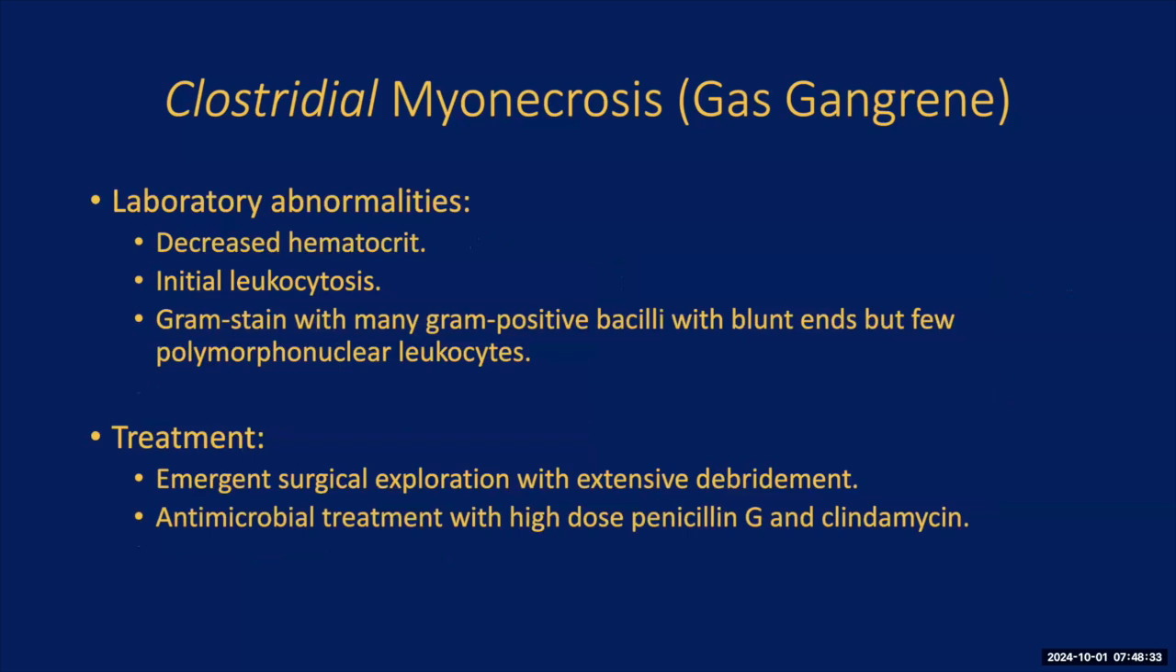So lab abnormalities: typically you'll see signs from fluid shift, such as a decreased hematocrit. Initially, there is usually leukocytosis. And then from the surgical specimen, you may see gram-positive bacilli with blunt ends. And typically, you won't see many neutrophils. Treatment, similar to before, is with emergent surgical exploration and extensive debridement, and treatment with high-dose penicillin G and clindamycin.